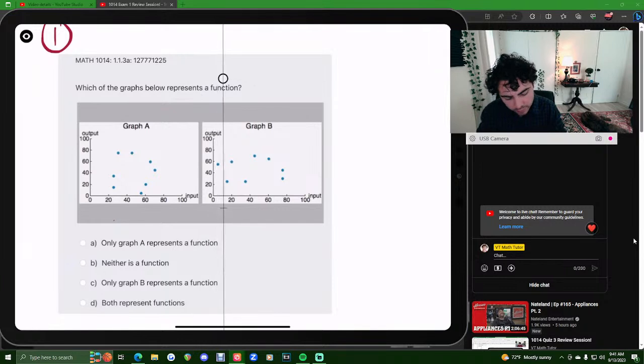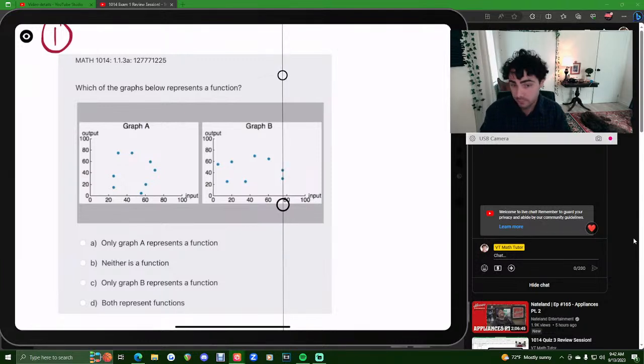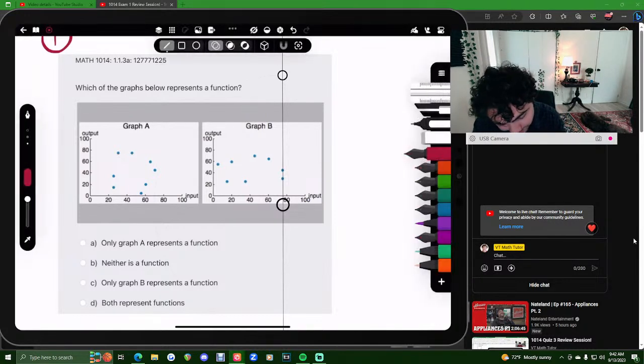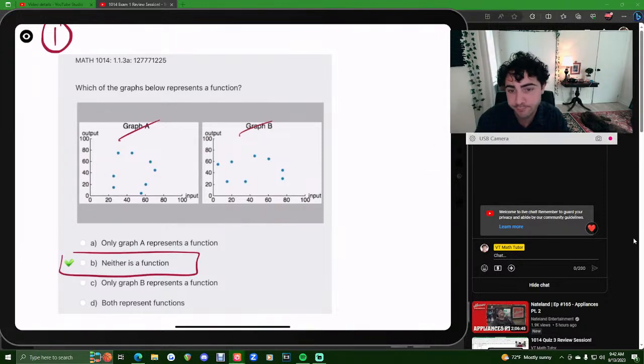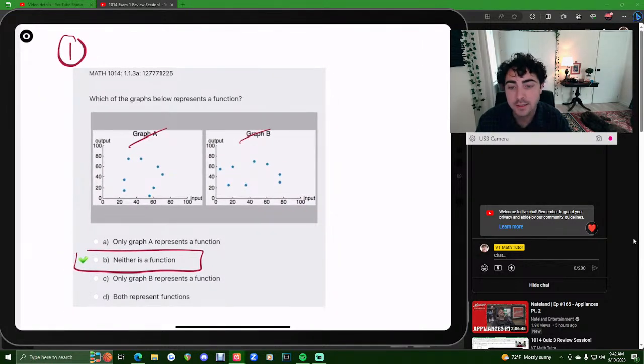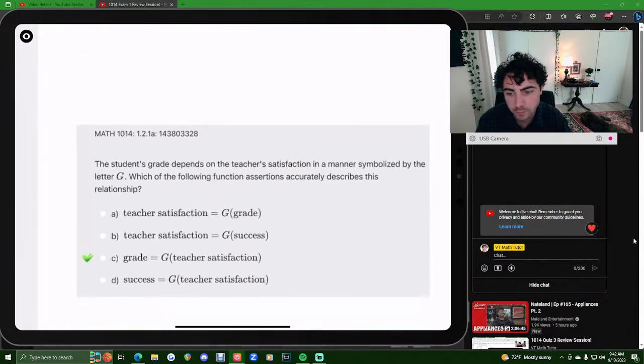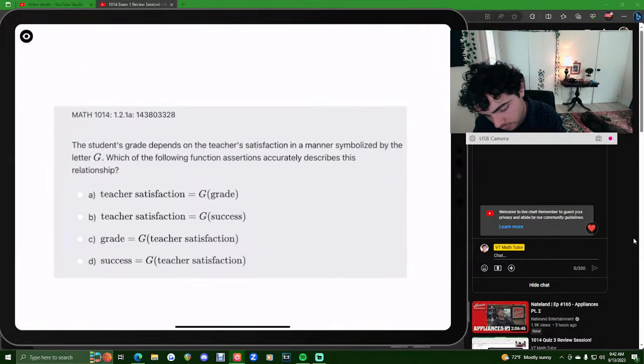As we scan through graph B, it looks good, looks good, looks good, all the way until the end where we see those 2 dots lying on the same vertical line. So it turns out that B is not a function either. So neither is a function. And that's it. If there's just a single dot on every vertical line, then that would be a function. If there's 2 or more dots on a vertical line, that fails the vertical line test, so that graph would not be a function. Let's get into problem number 2.